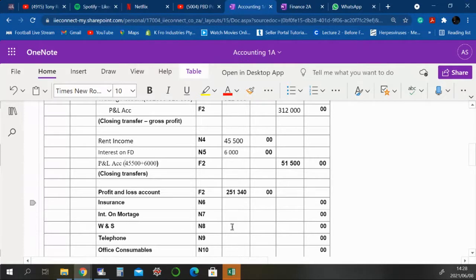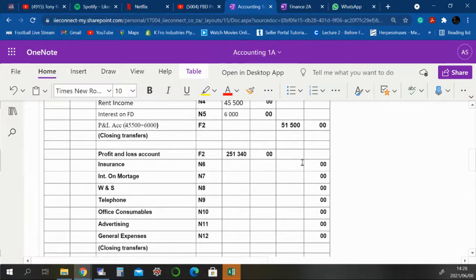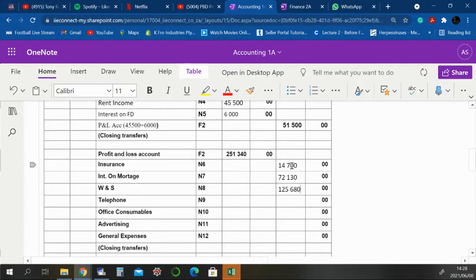So quickly check for me. Insurance is 14,700. Okay, let me click in there. Is that how much? 14,700. And then the interest on mortgage loan is 72,130. Wages and salaries is 125,680. Telephone is 17,750. Office consumables 3,000.